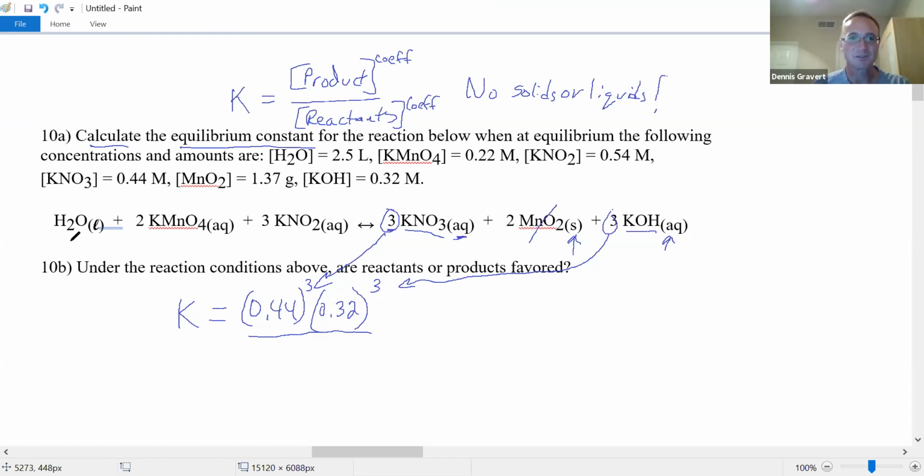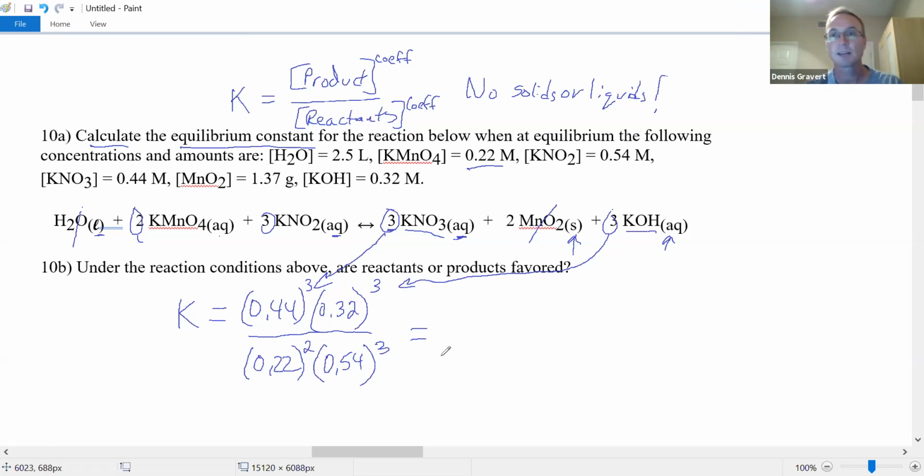Divide them by our reactants. So first one's water. Ooh, it's a liquid. Don't count it. Doesn't show up in the equilibrium expression. This one's aqueous, so it counts, and there's a 2. So remember, square your number. Potassium permanganate, where are you? Oh, it's right here. It's 0.22, and then we got to square it. The other reactant is also aqueous, so it counts. It's KNO2, potassium nitrite. Potassium nitrite, you're right here, and the number is 0.54. And there's a 3 in front, so raise it to the 3rd power.